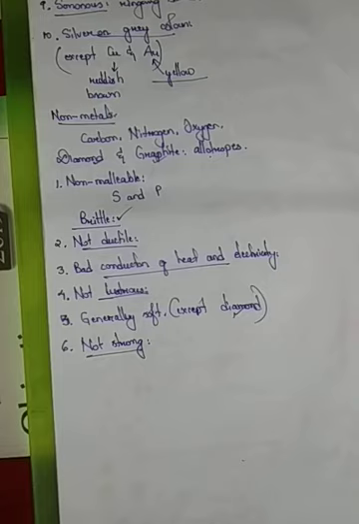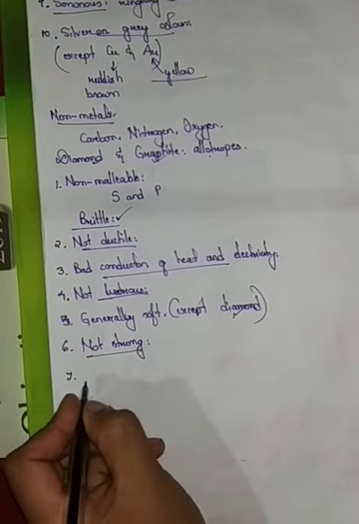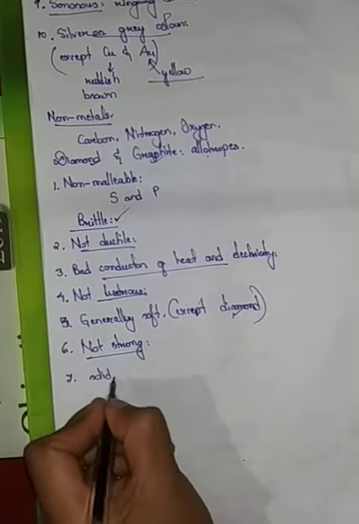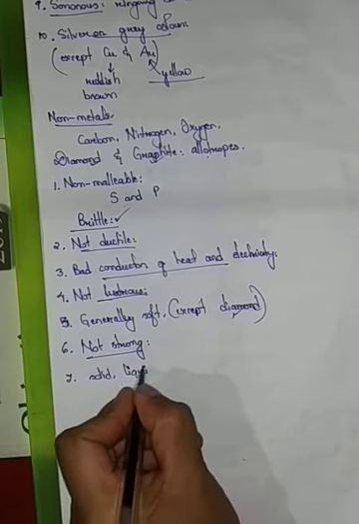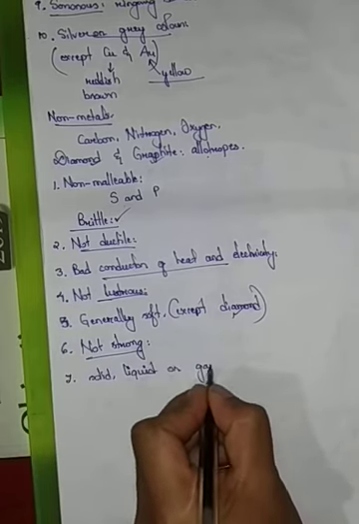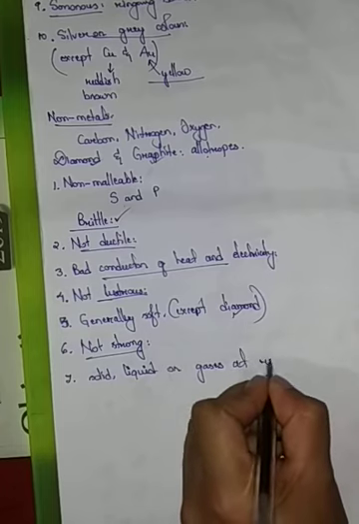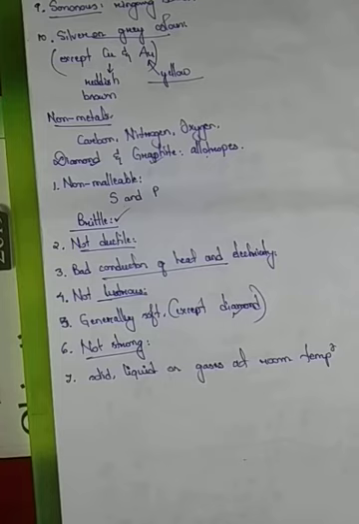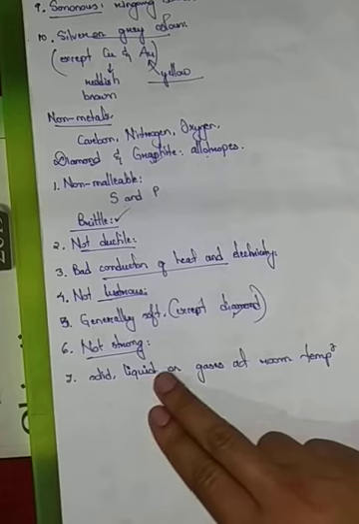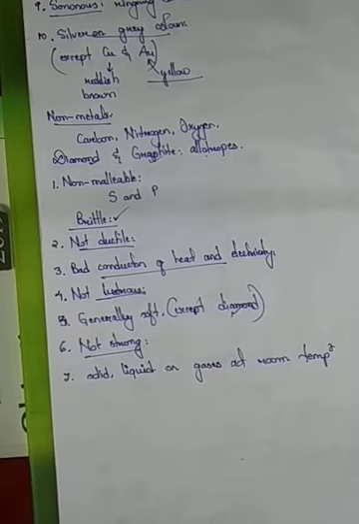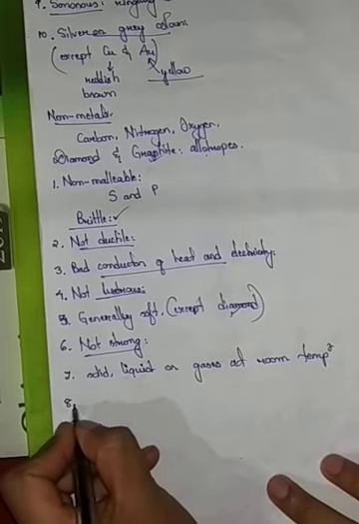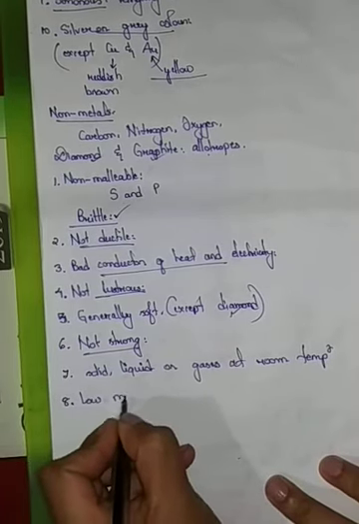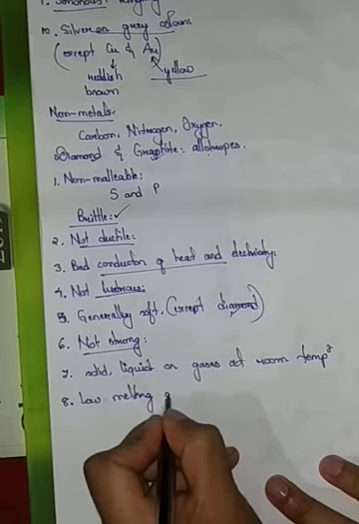Now number 7, non-metals may be solid, they may be liquid, or they may be gases at room temperature. We know that all metals are solid at room temperature except for mercury. But non-metals may be solid, liquid, or gases at room temperature. Now point number 8, non-metals have comparatively low melting and boiling points.